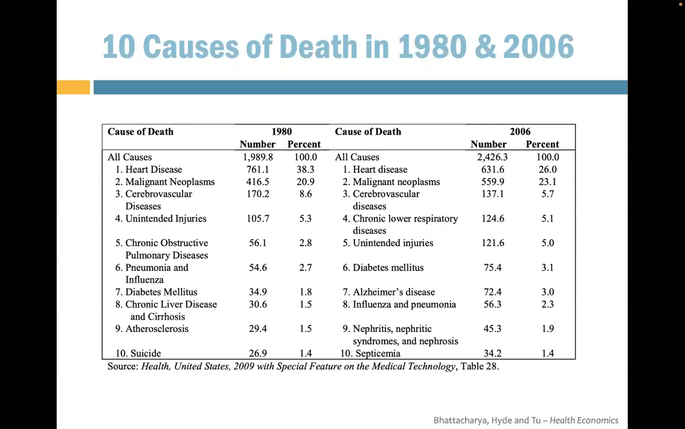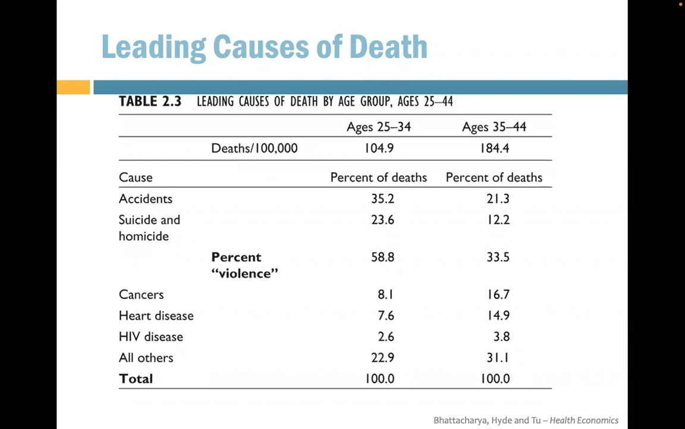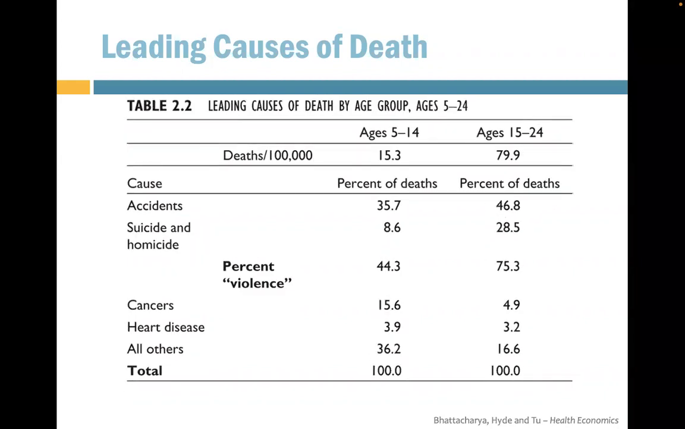We can also look at the next table. This is leading cause of death by age group. Okay. The previous table is the top 10 causes for all ages. How about breaking them down into different ages? So this is actually several tables combined. Okay, so tables 1 and 2 are ages 5 to 14 and ages 15 to 24. Percent of violence, which includes accidents, suicide, homicide, is 44 and 75.3%.